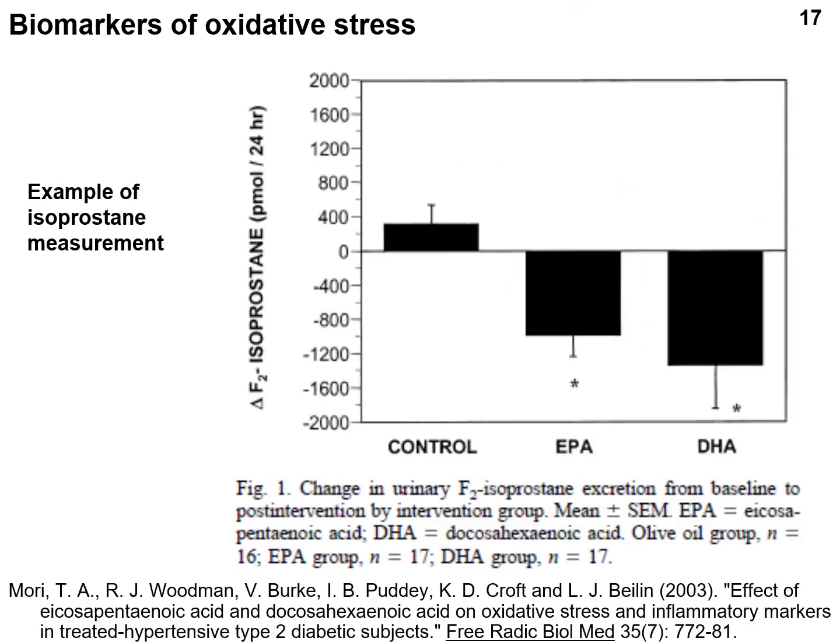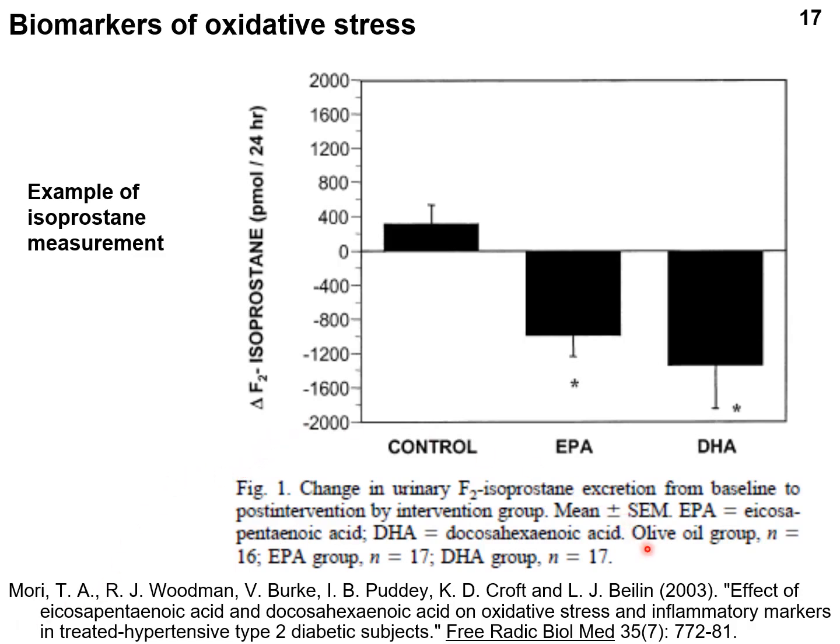So this is an example of using isoprostanes as a biomarker of oxidative stress. In this particular study, which was published some time ago, what they were looking at is whether you could use polyunsaturated fatty acids, so eicosapentaenoic acid or docosahexaenoic acid, as antioxidants. In other words, did they decrease oxidative stress, and did they decrease inflammation in hypertensive type 2 diabetes? And what you're looking at here is the results of that study.